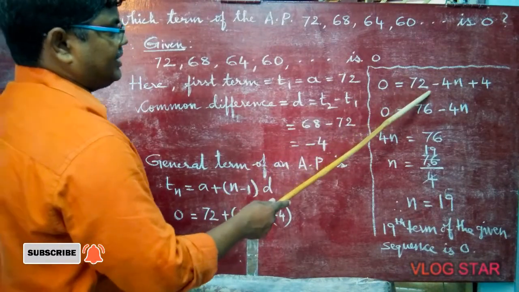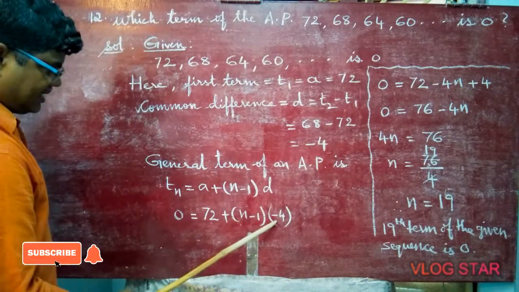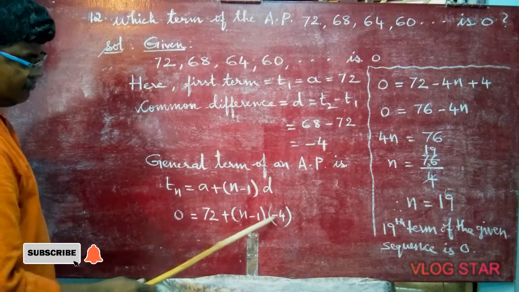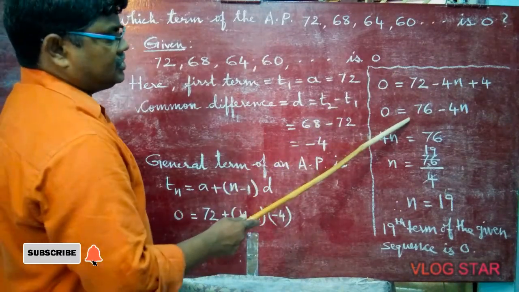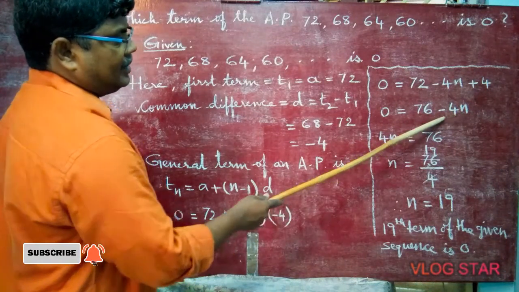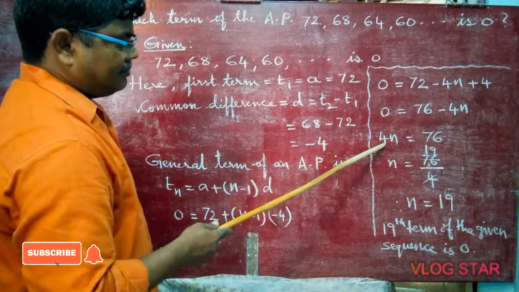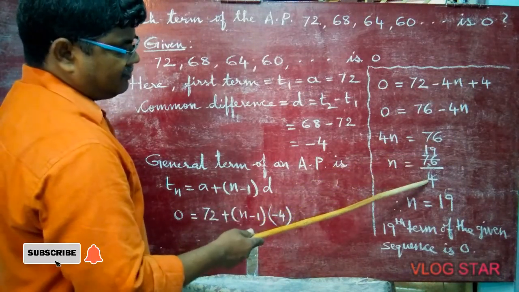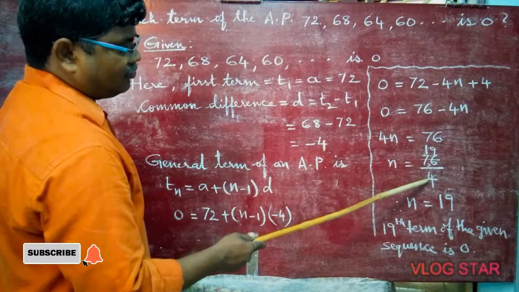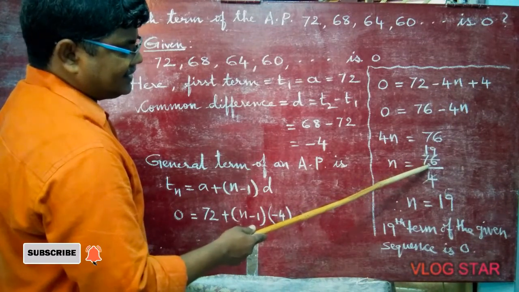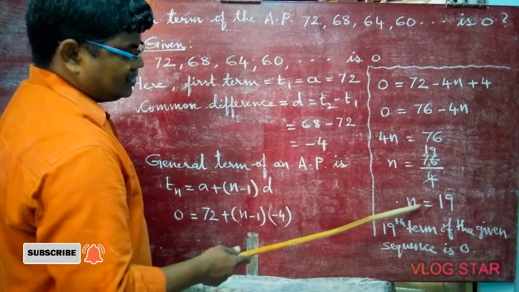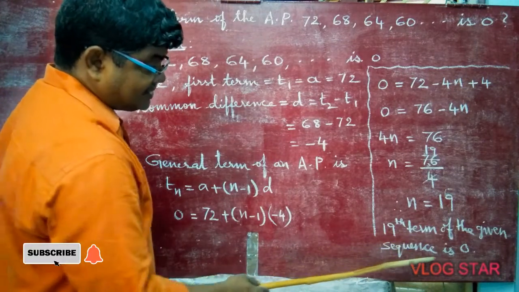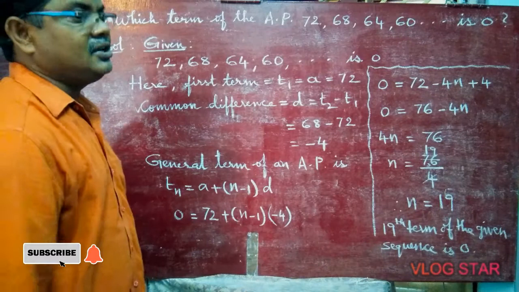Now 0 is equal to 72 plus into minus, n into 4 is 4n. So minus 4n, minus into minus plus 1 times 4 is 4. So 0 is equal to 76 minus 4n. Bring this minus 4n from right side to left side, plus 4n. 4n is equal to 76. n is equal to 76 by 4. 4 goes 19 times. 4 ones are 4, 3 remaining, 36. 4 nines are 36. So therefore n is equal to 19. The 19th term of the given sequence is 0.